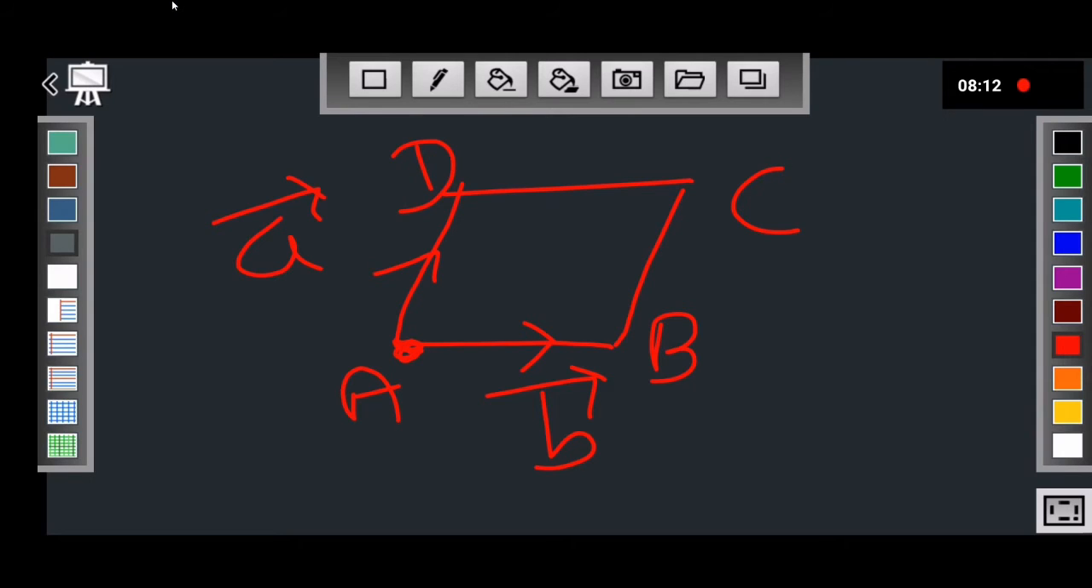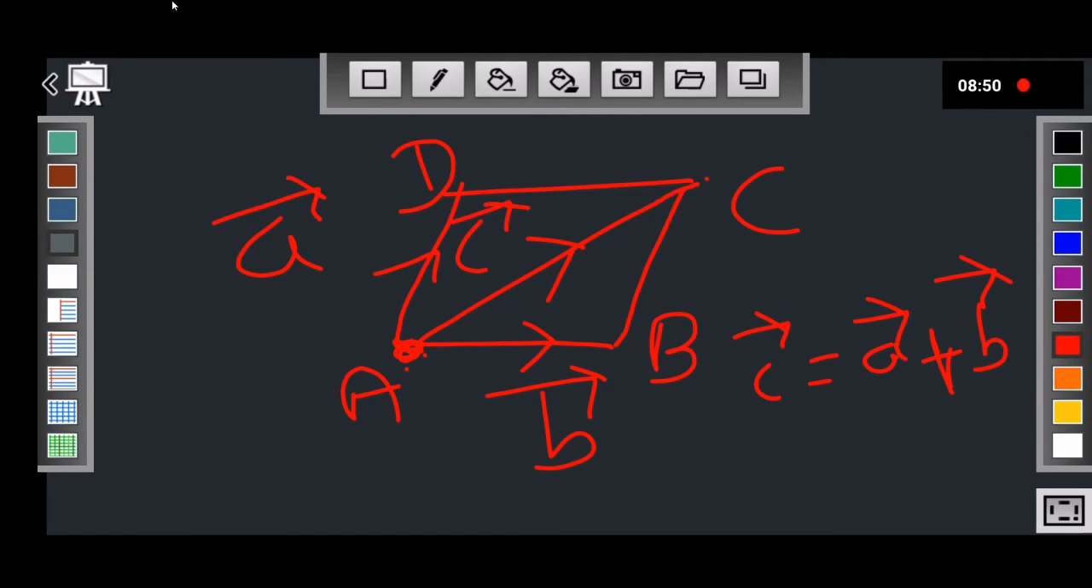So here you can see A vector and B vector are represented in magnitude and direction by two adjacent sides of the parallelogram. In such a case, the resultant of A vector and B vector is represented by the diagonal AC, which also originates from the same point A. Suppose the resultant is C vector, then C vector is denoted by the diagonal AC originating from point A. So in this case we can write C vector equals A vector plus B vector.